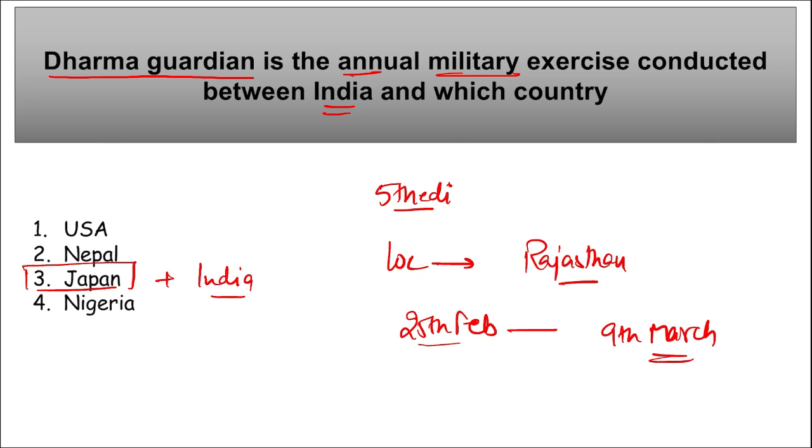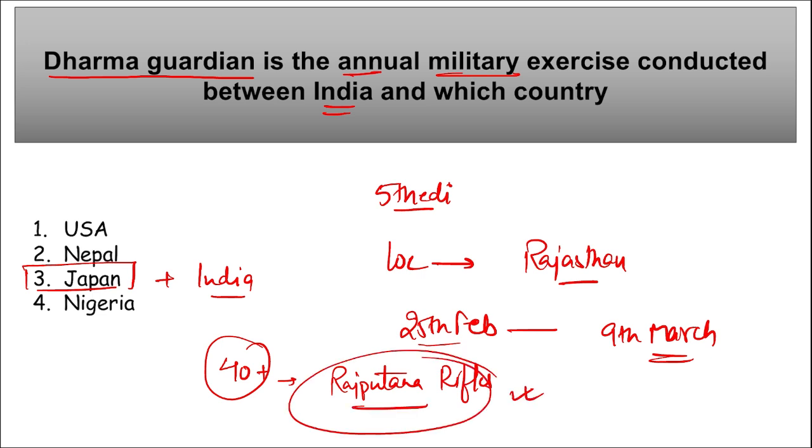Remember, from the Indian side, more than 40 personnel from Rajputana Rifles took part here. So this question can also be asked, which regiment from India took part? Rajputana Rifles, 40 personnel from here, and this was conducted between the armies of these 2 countries. Remember this also, an annual military exercise held between the Indian Army and Japan Army, in Rajasthan, and this is the 5th edition of the exercise, and 40 personnel from Rajputana Rifles took part in this exercise from the Indian side.